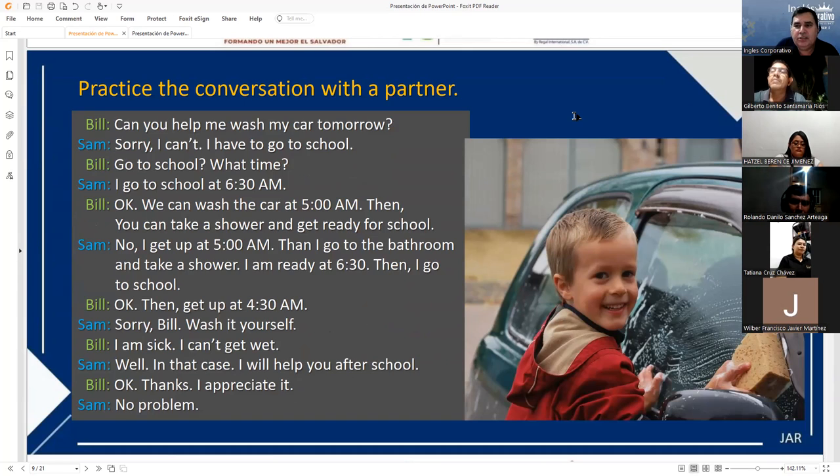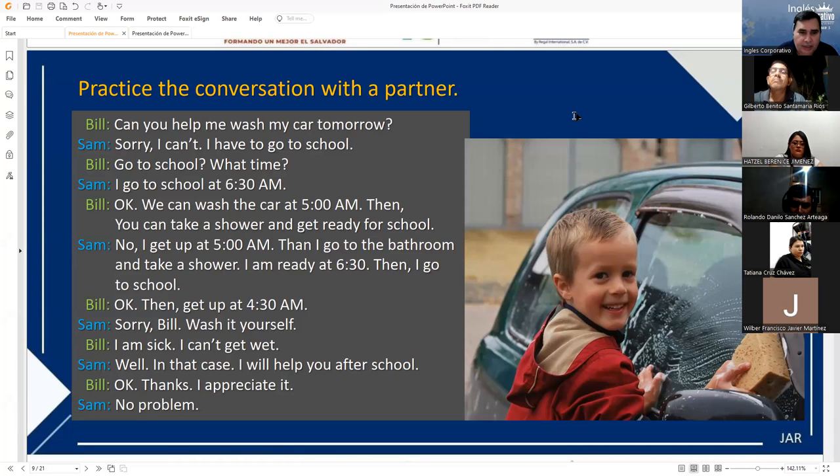Practice the conversation with a partner. Can you help me wash my car tomorrow? Sorry, I can't. I have to go to school. Go to school? What time? I go to school at 6:30 a.m. Okay, we can wash the car at 5 a.m. Then you can take a shower and get ready for school. No, I get up at 5 a.m.